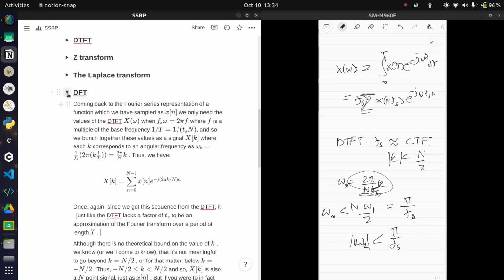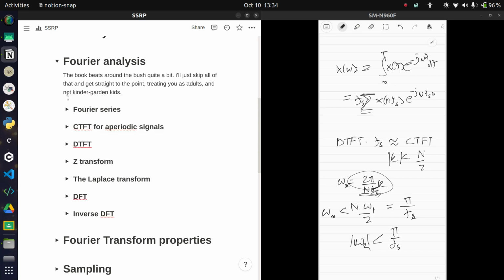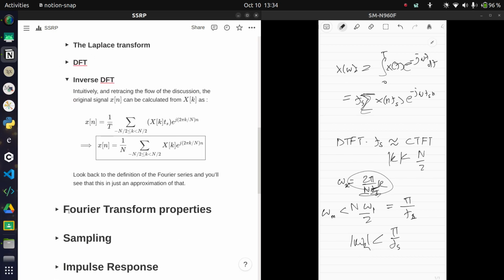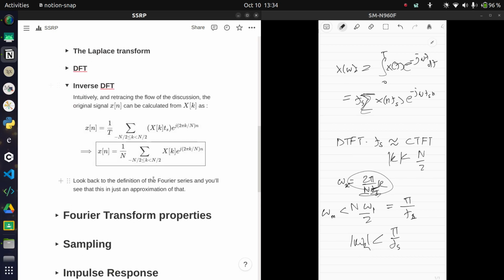Let's move on. So that's the DFT, and of course you might ask, okay, there was an inverse of the CTFT, isn't there an inverse of the DFT as well? Yeah, there is, and it looks a lot like the inverse CTFT. You know, you had that 1 upon 2 pi factor. It's kind of like that. You have 1 upon n.